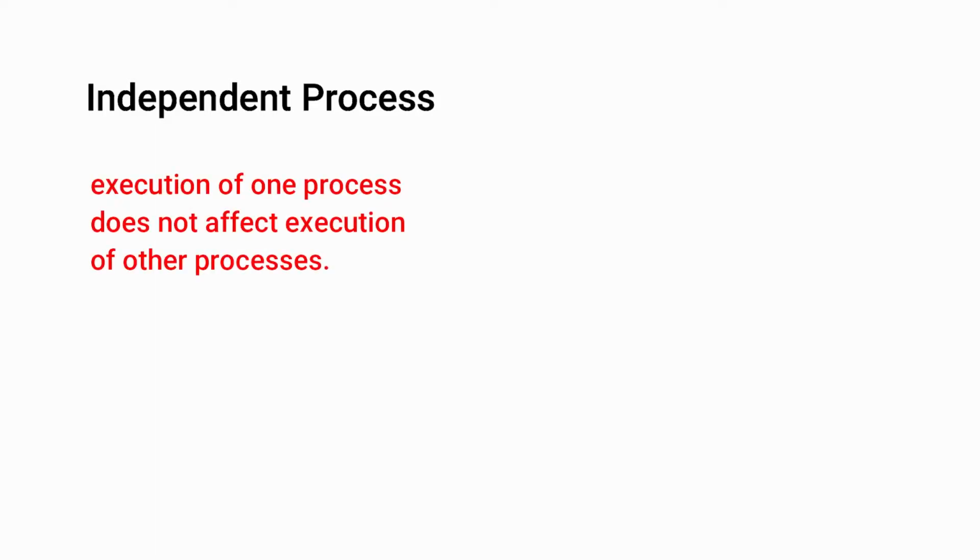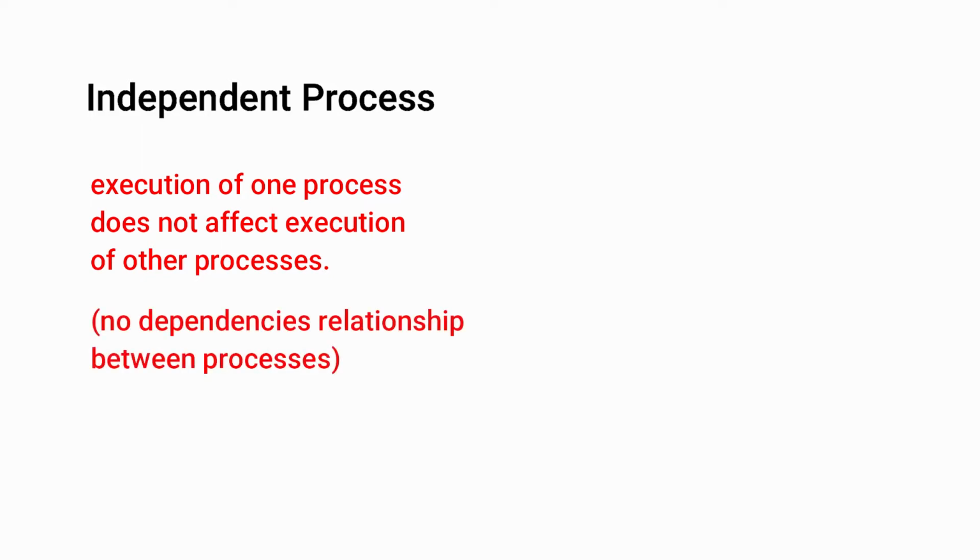There are two processes of synchronization. The first one is independent process. Independent process is when the execution of one process does not affect the execution of other processes, which means there is no dependency relationship between processes and they do not share resources.